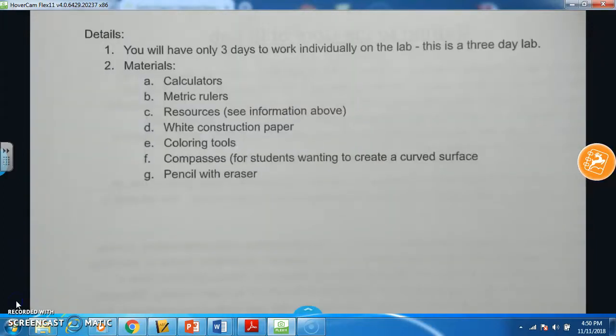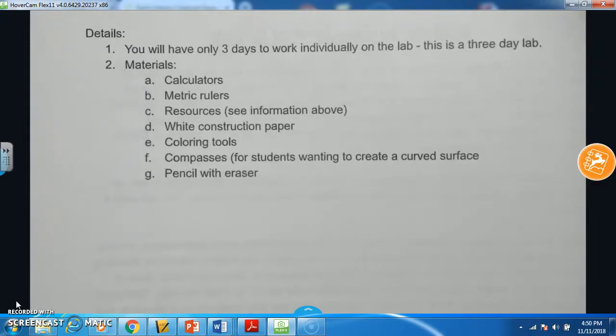If you are in Mrs. Cavelli's class, I know just this past week you have gone over how to do conversions, so that shouldn't be an issue. If you have Miss Duncan, I am not as aware math-wise what they're doing, but I know that Miss Duncan would be more than happy to show you if you're not sure how to do the formula. So you will have 3 days to work individually in class on this lab.